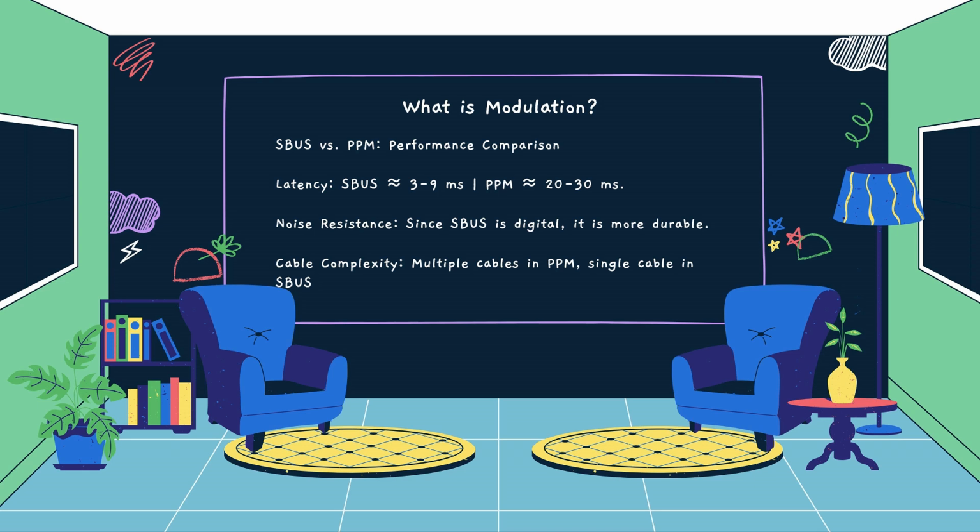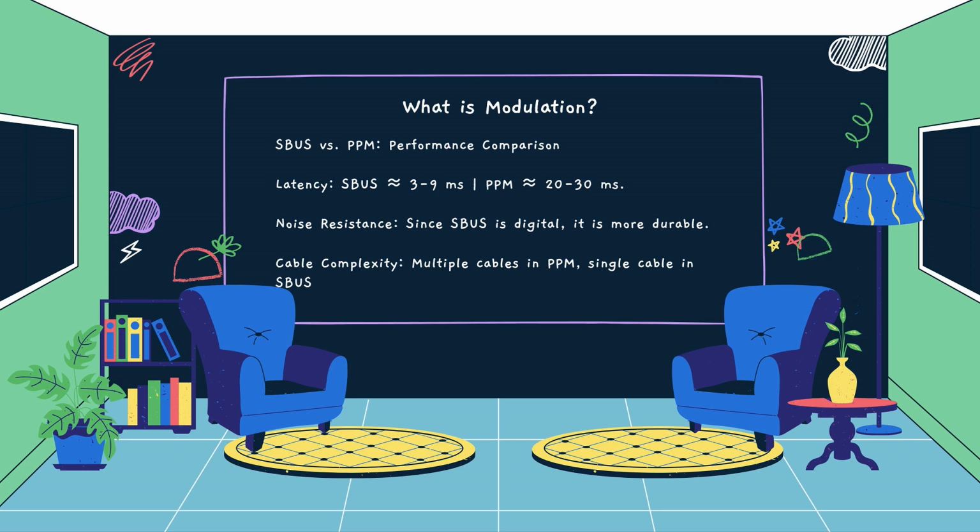Now, let's talk about how these signals reach the drone. PPM and SBUS. First, PPM, our old companion. PPM sends all channels sequentially over a single wire. First channel, then second, then third. But here's the problem. PPM is a bit slow, and it's easily affected by noise.